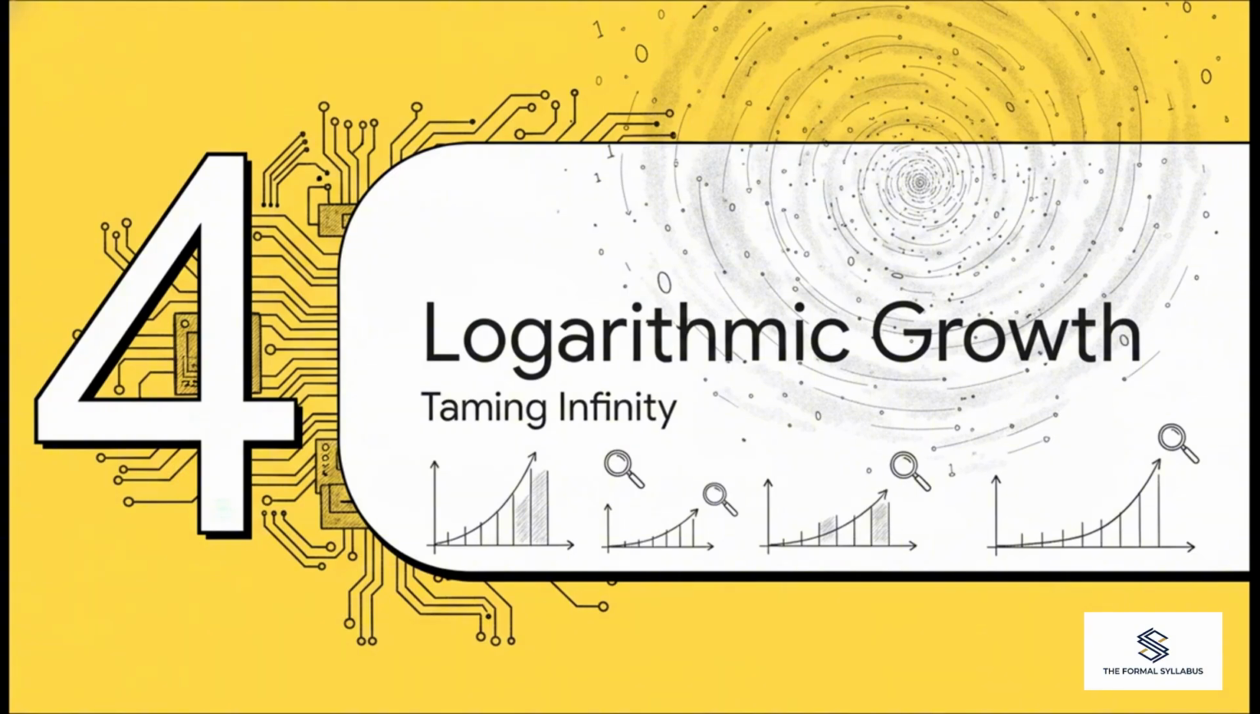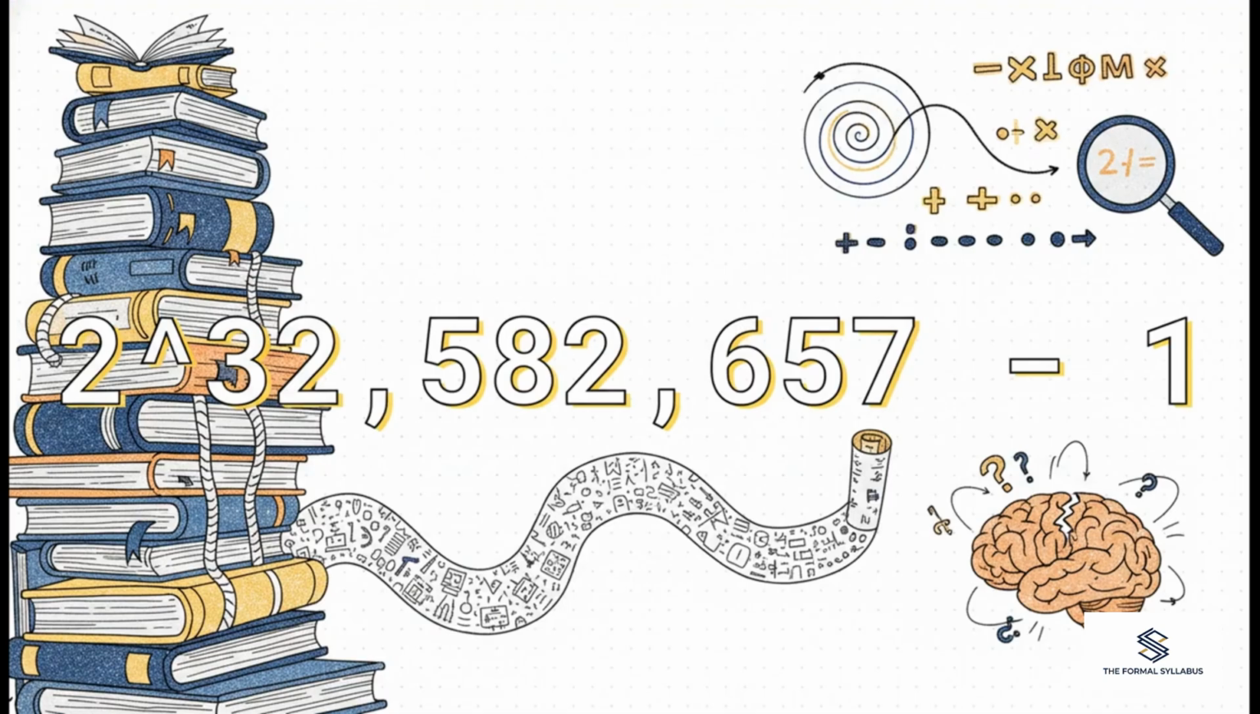Which brings us to Section 4, Logarithmic Growth, Taming Infinity. Just take a second to appreciate the sheer, unfathomable scale of the number you are looking at. This is the 44th Mersenne prime. To put this into perspective, if you tried to print this number out on paper, you would literally need volumes of thick books. It's got over 9.8 million digits.